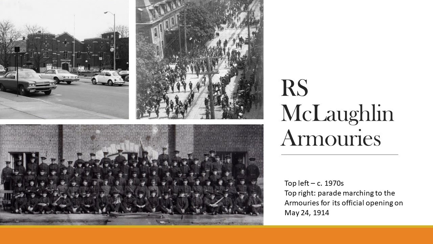The Armouries officially opened on May 24, 1914, only a few months before the beginning of World War I. The opening day was a big day for Oshawa, with Sir Sam Hughes in attendance, and the celebrations included a parade through the downtown, which you can actually see if you take a look at the top right image. That image is of that parade through the downtown on the opening day in 1914. When the First World War broke out, the Armoury was used as a training and recruitment center.